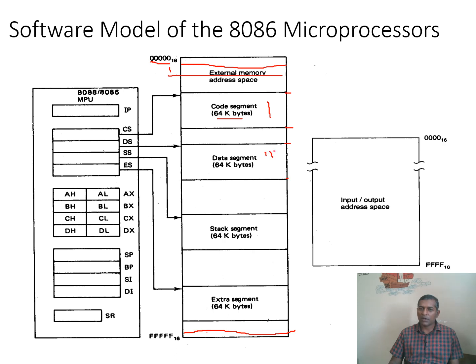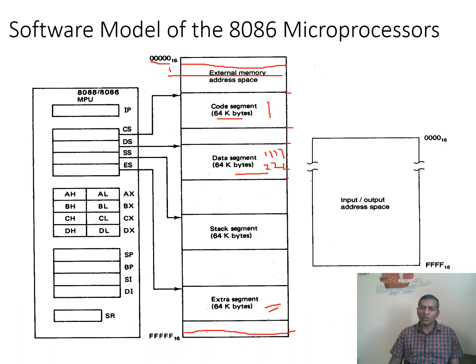1111 will be stored here in the data segment, and 2222 will be stored here in the stack segment. Sorry, data segment. So the program will be stored in the code segment. Data will be stored in the data segment. The stack will be used during processing of these instructions or a program, and the extra segment is used if the data segment is full or there is not enough space, then the extra segment will be used.